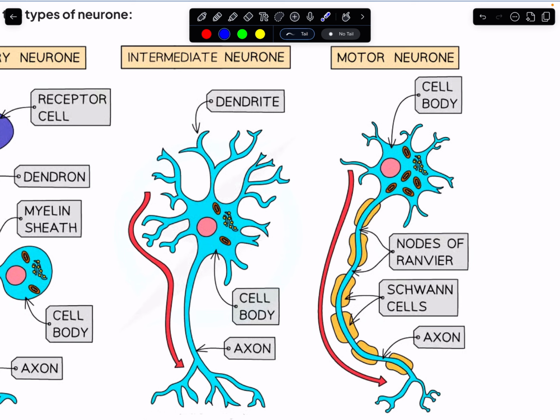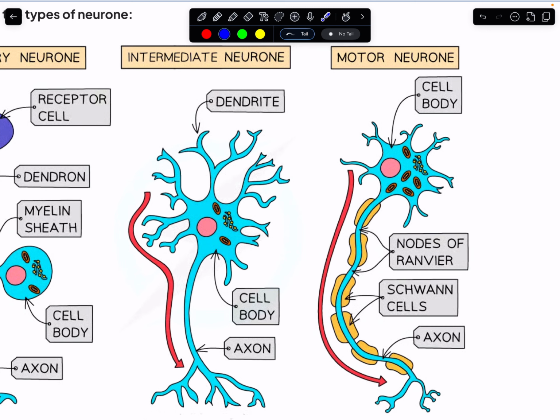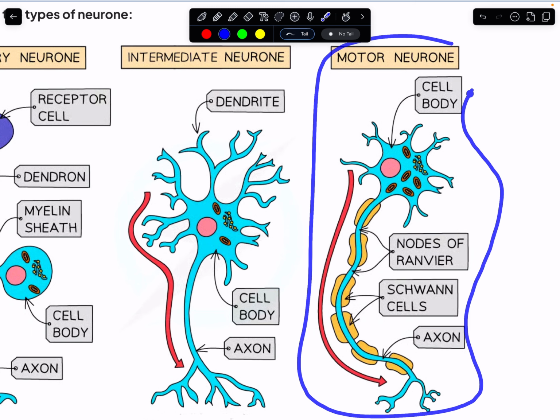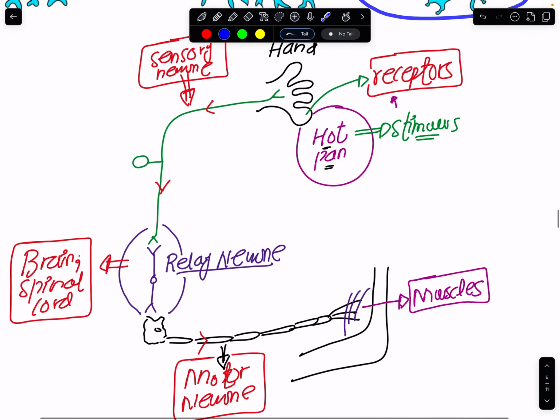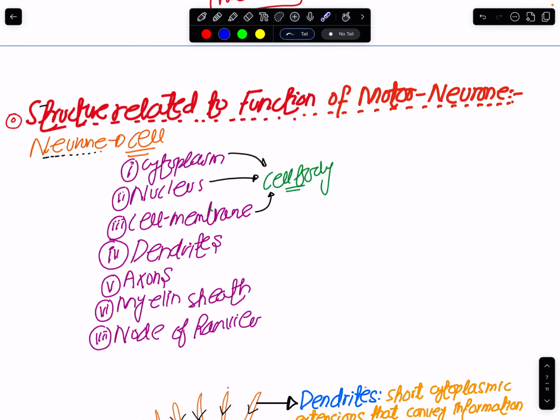That again prevents the loss of information. And I would take you into the detail of this motor neuron, how it is adapted to perform its function. So I would be taking this motor neuron from here, and we would see how the motor neuron structure is related to its function, where it has to convey the information from the central nervous system to the effectors of your body.